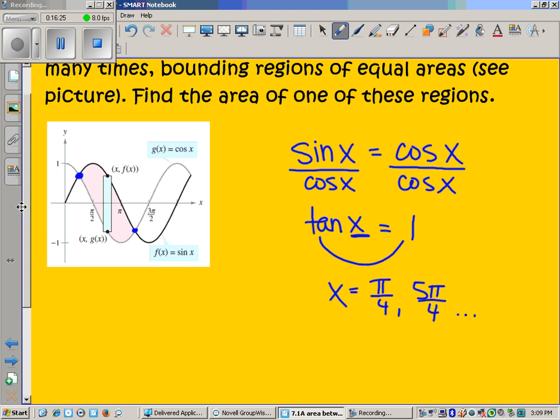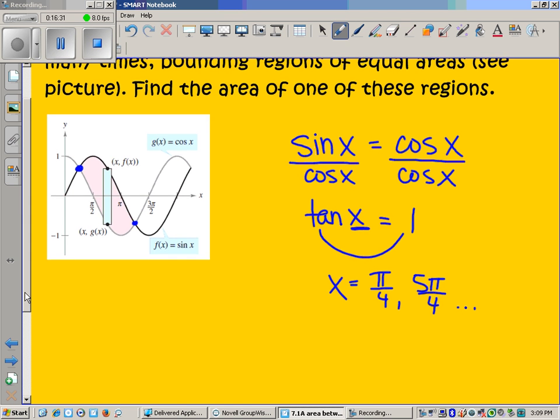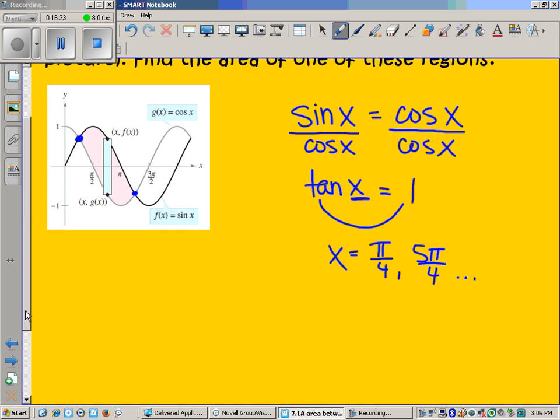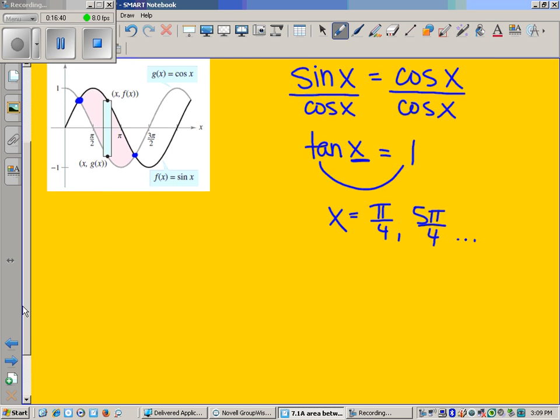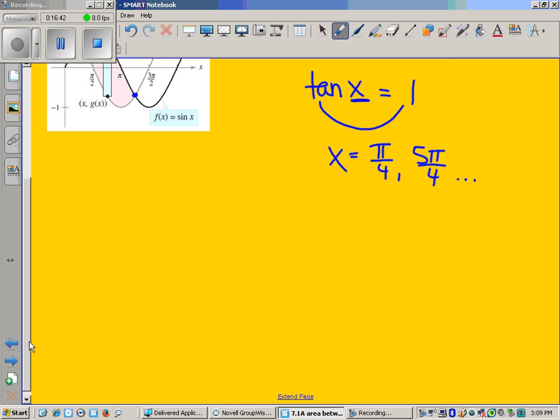So test the value. I don't know, test pi over 2 if you wanted to. What's sine of pi over 2? Isn't it 1? What's cosine of pi over 2? Isn't it 0? So who's greater in that interval? Isn't it sine? So if I want to find the area in between sine and cosine from pi over 4 to 5 pi over 4, let's integrate.